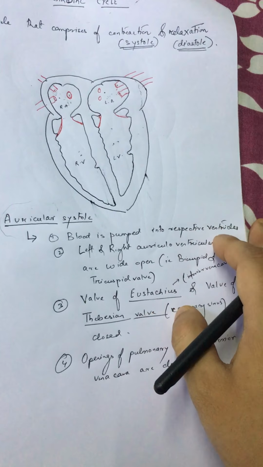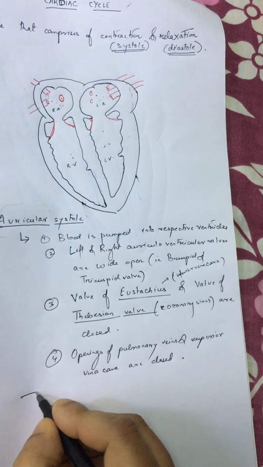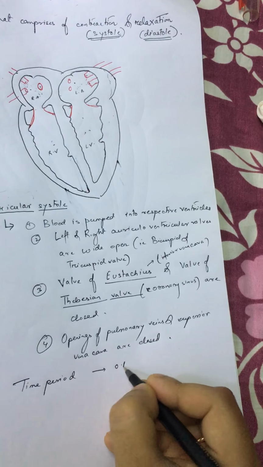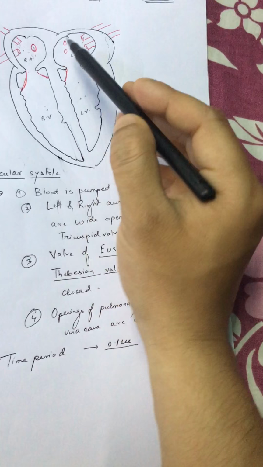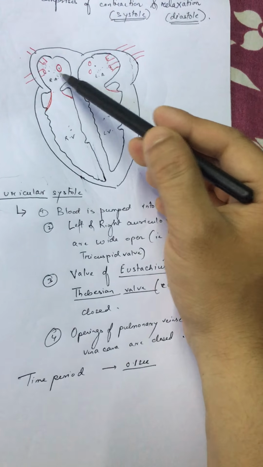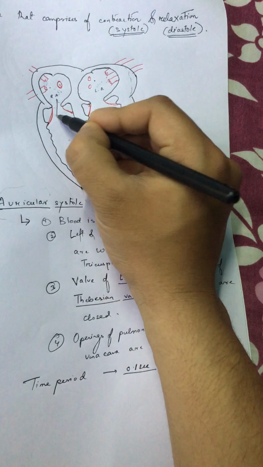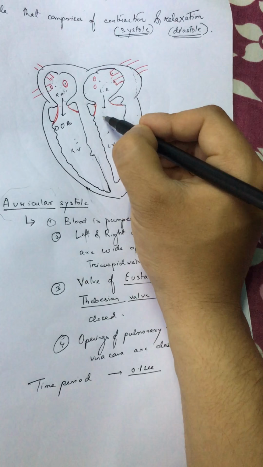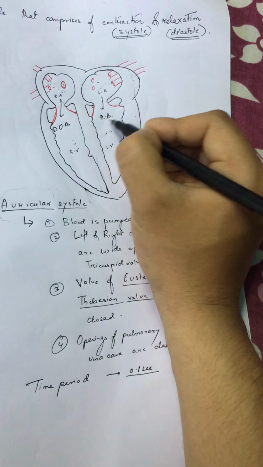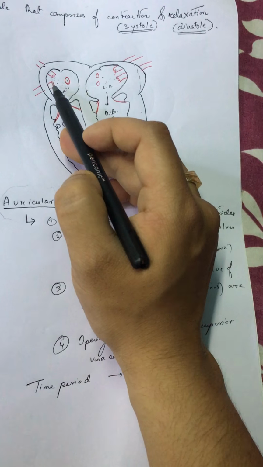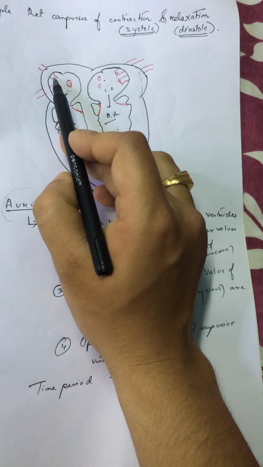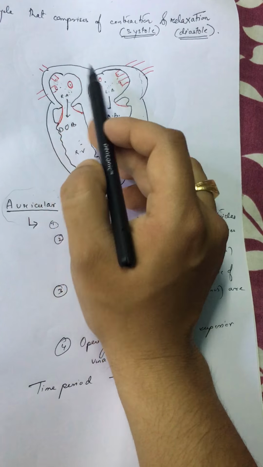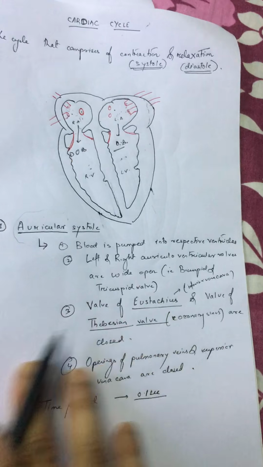So this is all about the auricular systole, okay? The time period is 0.1 second. That means within 0.1 second, all these events happen. The auricles contract, the DOB blood comes from the right auricle to the right ventricle, and the OB blood comes from the left auricle to the left ventricle. The valve of Eustachius and the valve of Thebesius close, and the openings of the pulmonary veins and the superior vena cava close, right? So this is all about the auricular systole.